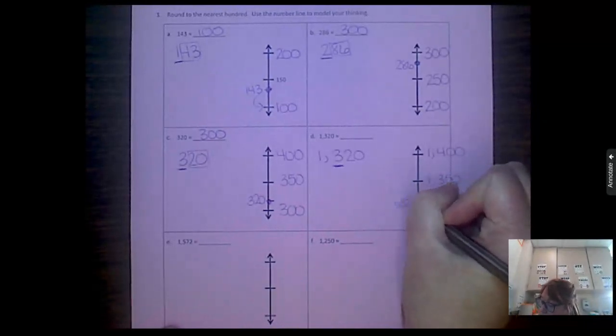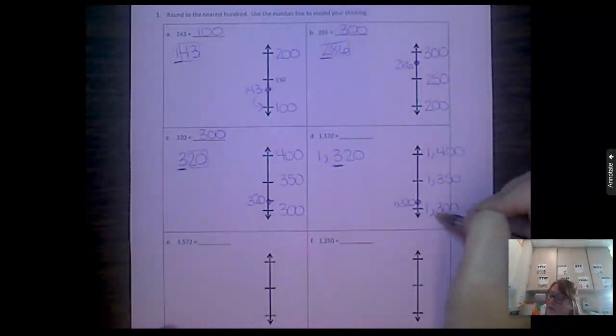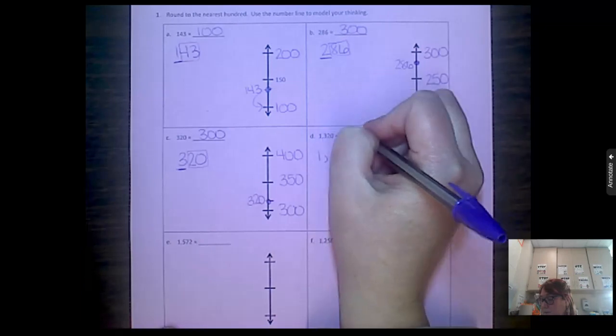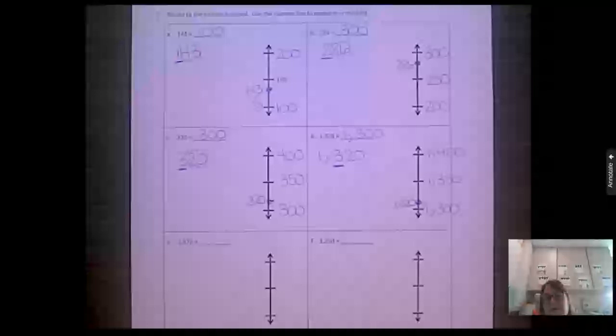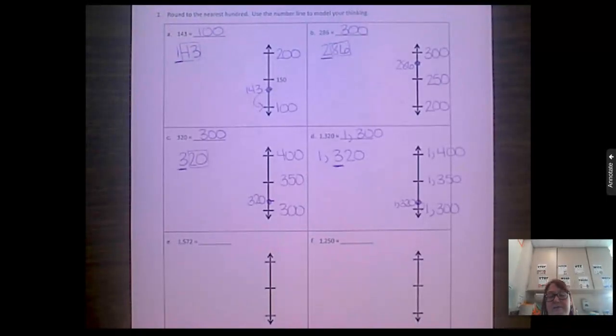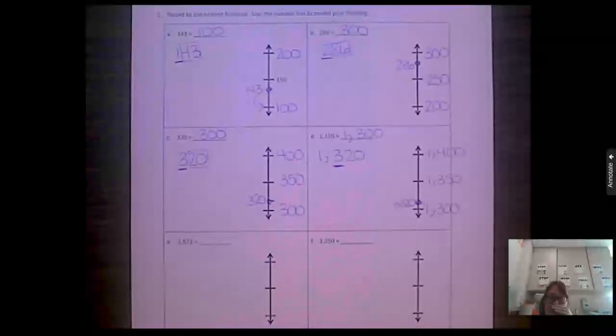1,320. And that would make it closer to 1,300, right? 1,300. So a lot of times we get a little bit confused. Some kids do because we're just throwing that 1,000 in front of it. So you could even pretend like that 1,000 is not there and you could go in and add it in after. I'm going to show you the next one.